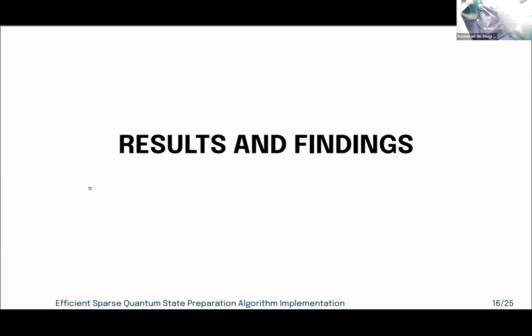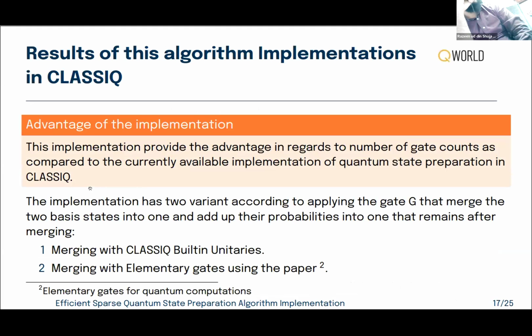Okay, so after the implementation, what are our results and findings? The advantage of this implementation is that it reduces the number of gates compared to the currently available implementation of state preparation in Classiq. We did this implementation with two variants. The variants come from applying the gate G, which we call the merging gate. We did merging with the Classiq built-in unitaries, and merging with the results of the paper, where we use elementary gates for quantum computations.